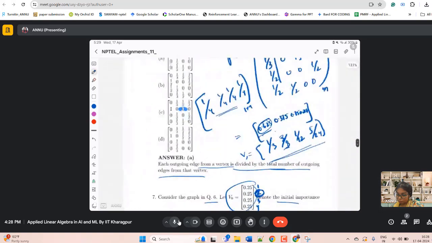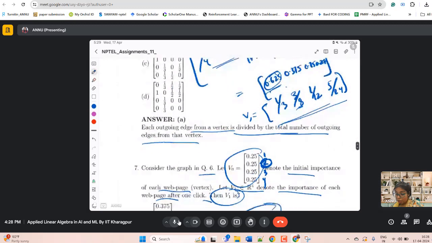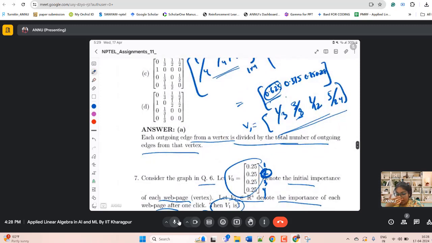Okay. So now if there is an initial importance vector, this is very important. Can you tell me what is the formula for V1? If the importance vector is given, what will be the importance after some clicks?